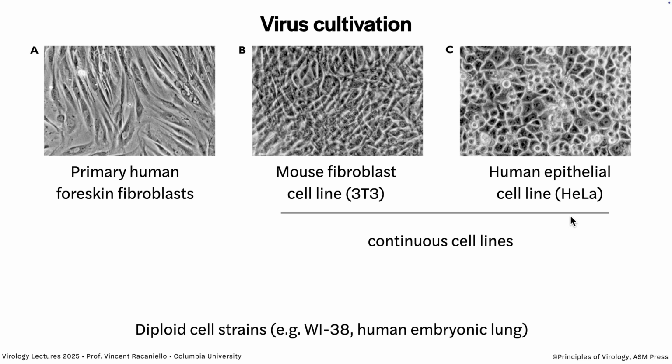They're transformed, that is, they're tumorigenic. And what that means is, as we will talk about later, we do have normal cell lines, normal in the sense that they have the right number of chromosomes, like WI-38, human embryonic lung. And some of those can be used to grow vaccines. We can't use transformed cell lines to grow vaccines because there's the potential to have oncogenic DNA in them.